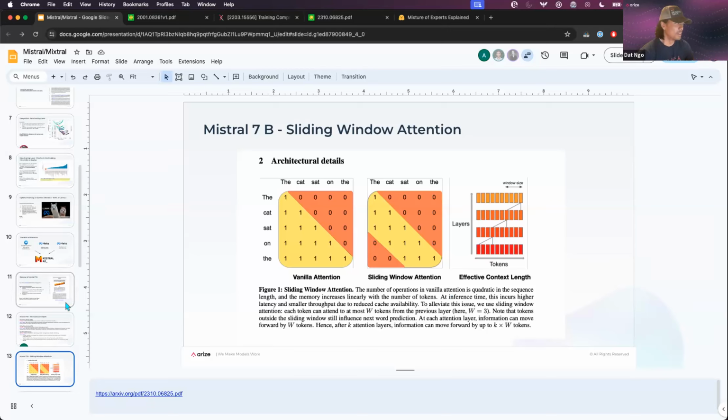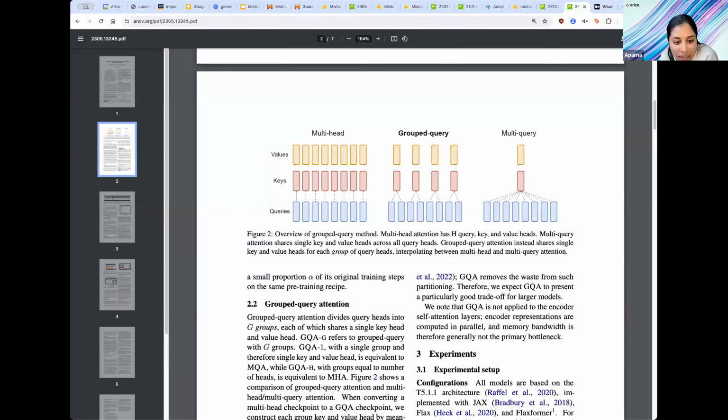Gonna pause. That was a lot. Go for it. Maybe what I could do, if it's okay, is share a little bit. They don't actually talk about GQA much in the Mistral paper. I could share another paper that talks about GQA, and there's a really good image that explains it. That was super helpful for me in reading it. Let me see if I can share over here.